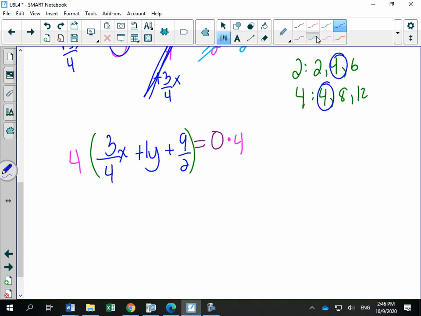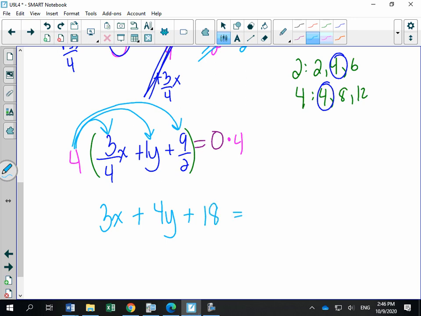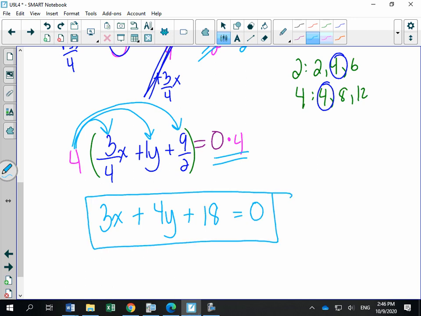From here, you're going to say 4 times 3 over 4. So 4 times 3 over 4 is 12 over 4, which is 3x, plus 4 times 1y is 4y, plus 4 times 9 over 2 is 18, and that is equal to anything times 0 is 0. So this is your equation in general form.